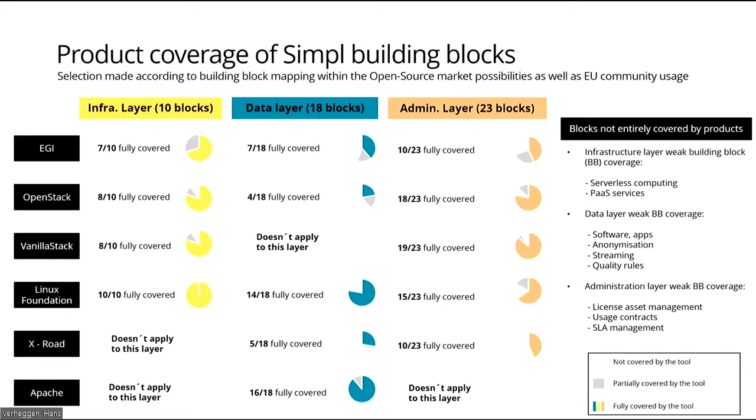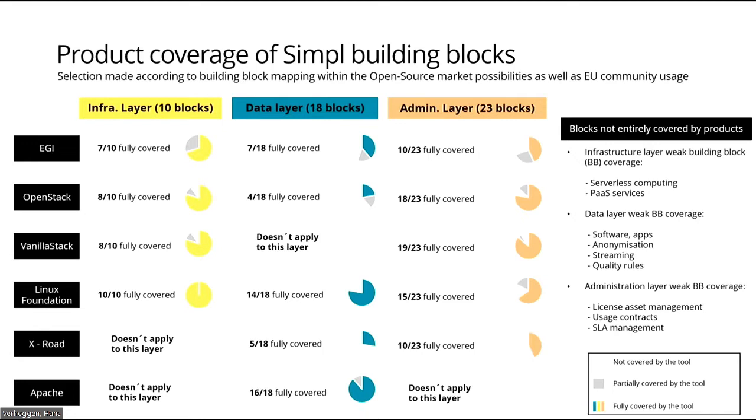Okay. So the first thing we did was to create a short list. You can see it here. This short list contains some products from the European Union, some products that are not European, and all of them are open source. So we started with EGI. Most of you will know it. It's a federation of compute and storage resource providers. It's mainly focused on research and innovation.